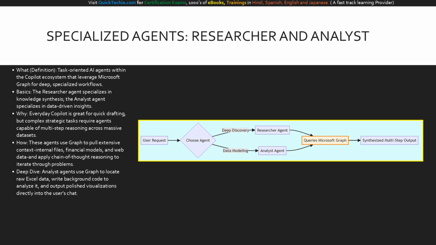Both of these specialized agents converge on the central orange node, queries Microsoft Graph. Graph supplies the massive contextual data payload required for these advanced models to operate. The final result is a synthesized multi-step output that saves human workers dozens of hours of manual labor. Graph is the fuel that makes specialized agents possible.